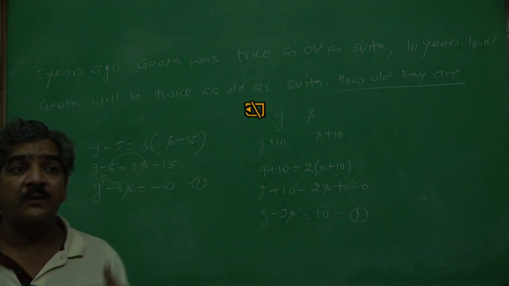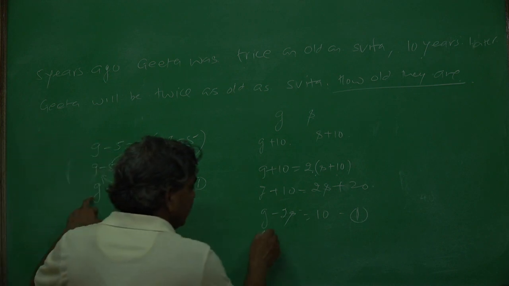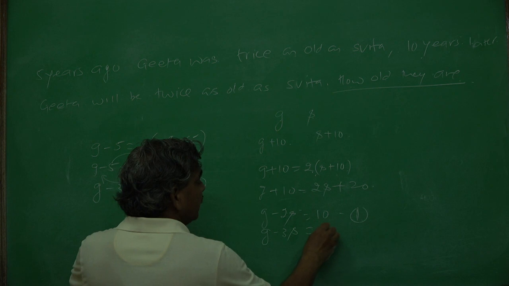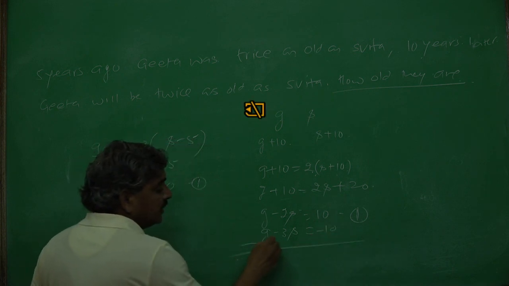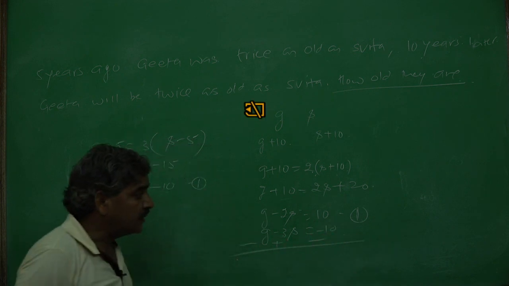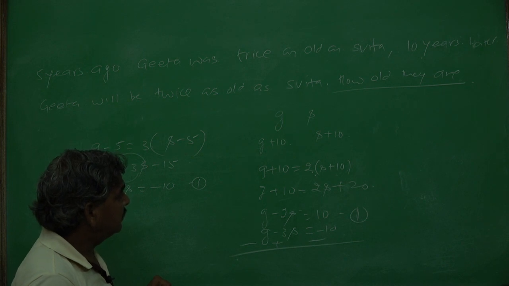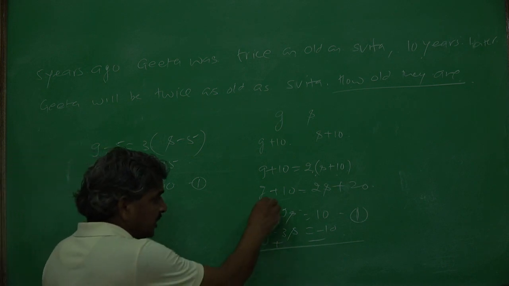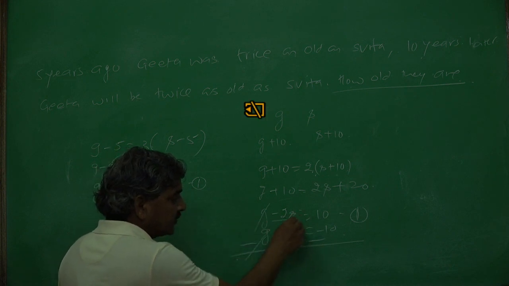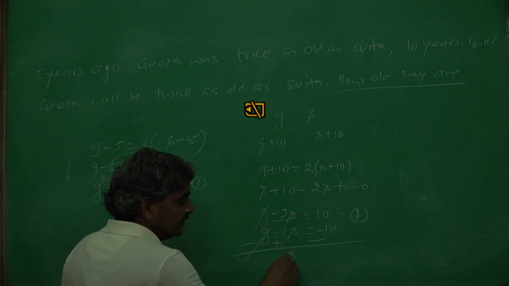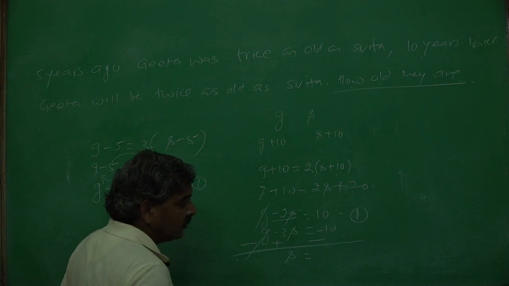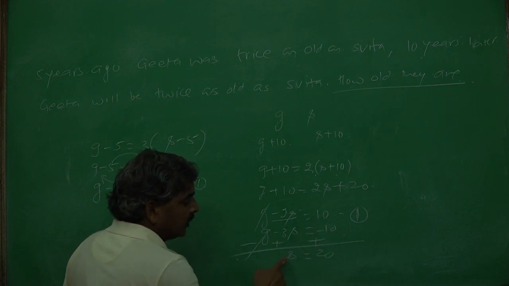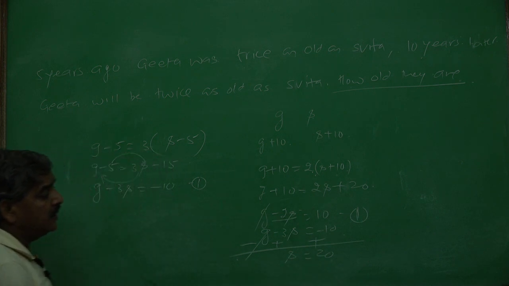Now solve these two equations simultaneously. Equation 1: G minus 3S is equal to minus 10. Let's subtract the equations. If I subtract, G will cancel. Minus 2S plus 3S is equal to S. That is equal to 10 plus 10, that is 20. S is equal to 20 years.